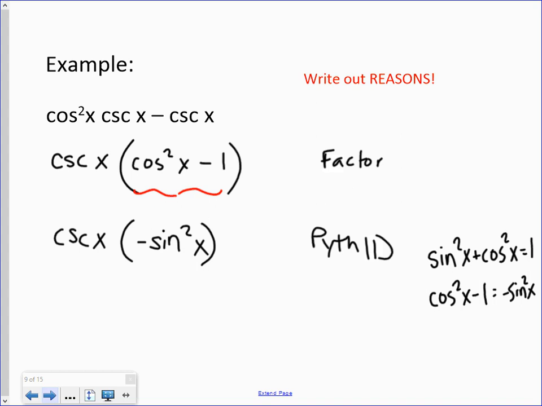No idea. Oh man, Abigail, what did your group say? Maybe use a reciprocal identity. Hey, how are cosecant and sine related? They're reciprocals. So let's rewrite cosecant as 1 over sine x times negative sine squared x. That's my reciprocal identity.